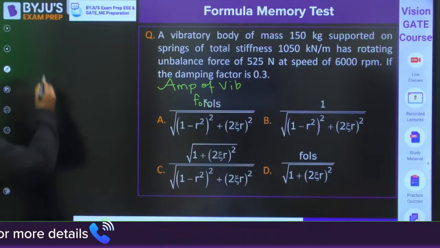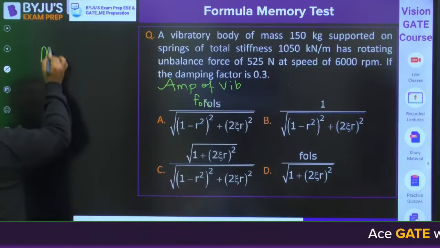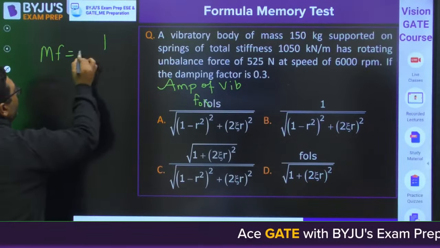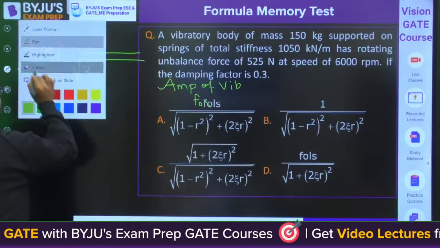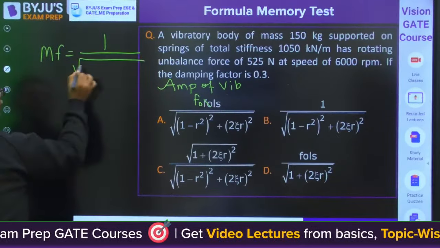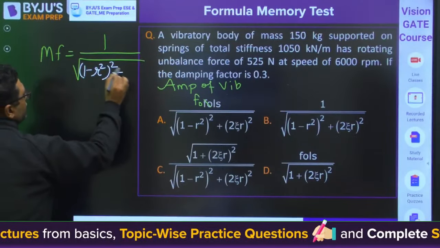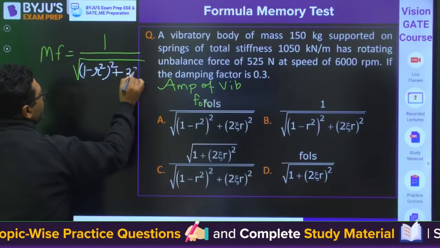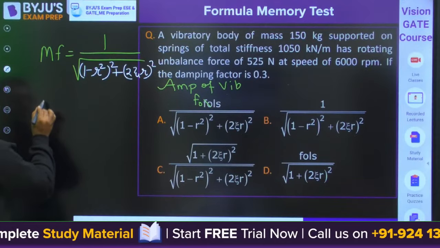So my dear, if you are going to find the magnification factor, the expression is going to be 1 over the square root of (1 minus r square) whole square plus (2 zeta r) whole square. This is the formula for magnification factor.